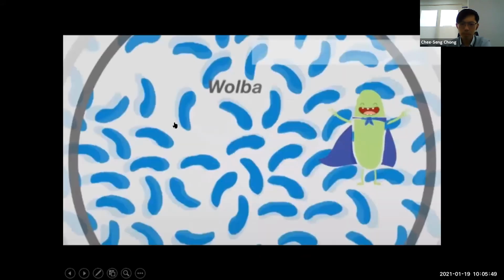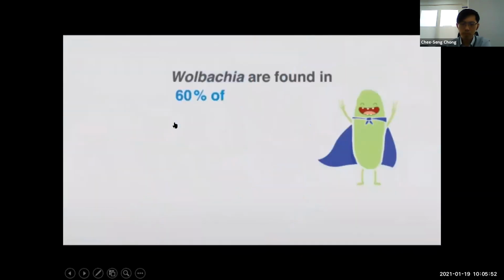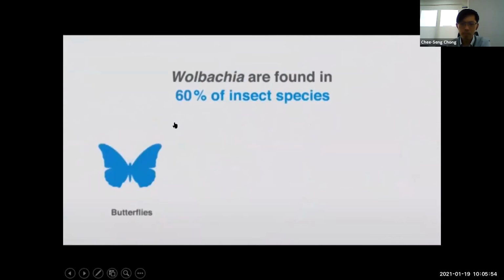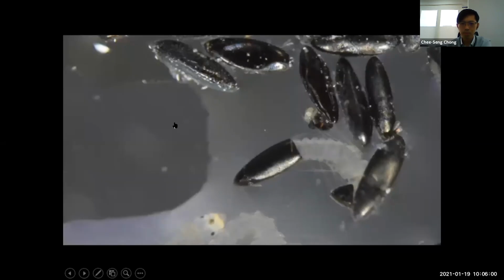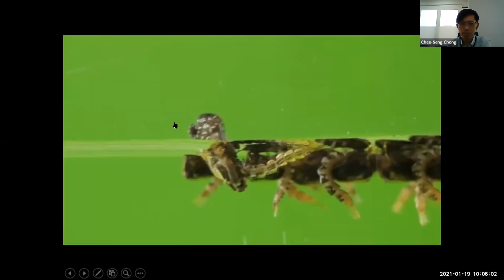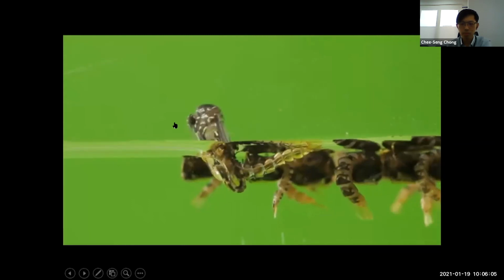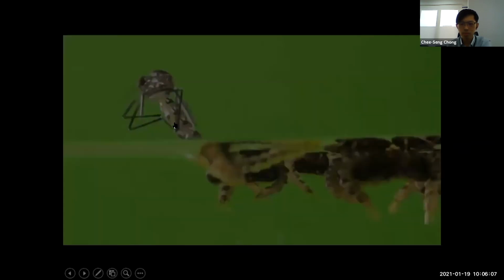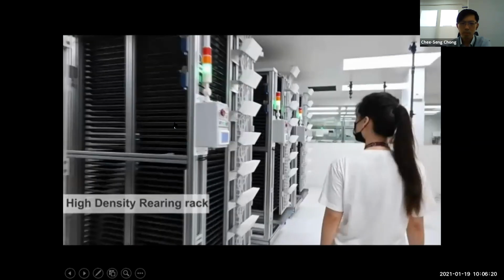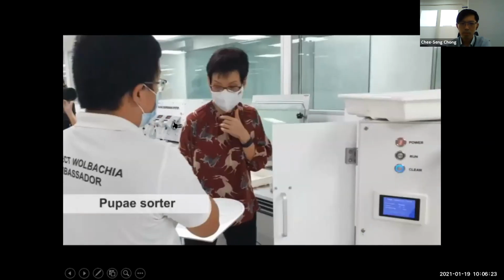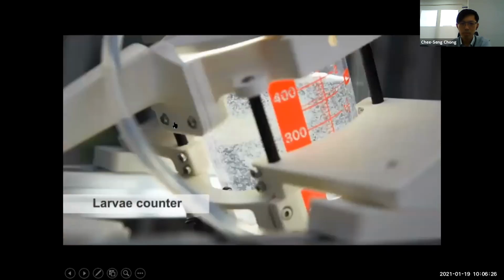Wolbachia is a naturally occurring bacteria found in more than 60% of insect species, including butterflies, fruit flies, and other insects. Wolbachia does not harm humans or other animals. A Wolbachia carrier mosquito is not a genetically modified organism. Wolbachia technology is being field tested, following rigorous scientific research and extensive risk assessment. As the project progresses to a larger scale, automated technologies are concurrently being developed to ensure easy and cost-effective adoption.